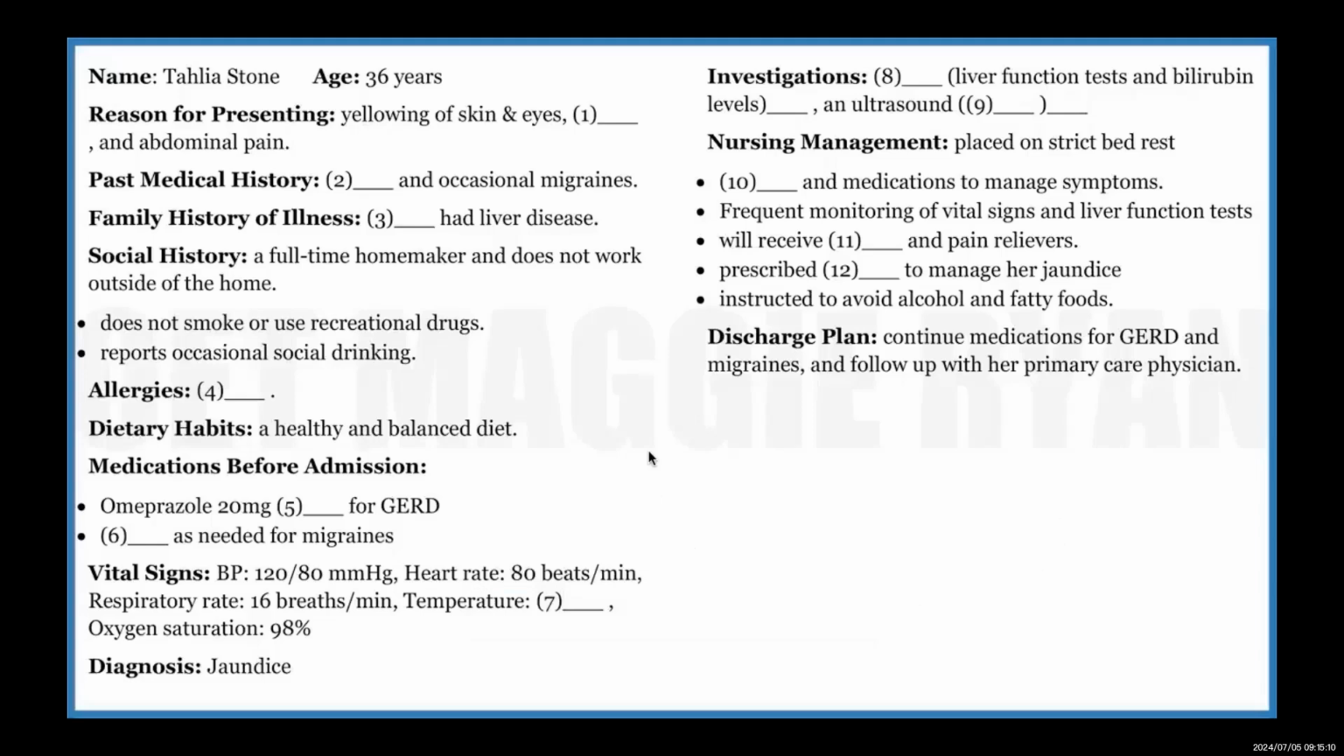Gastroesophageal reflux disease. Okay. You can write the full form or abbreviation. And number 3 is? Maternal father, maternal grandfather. That's right. Okay, keep listening.